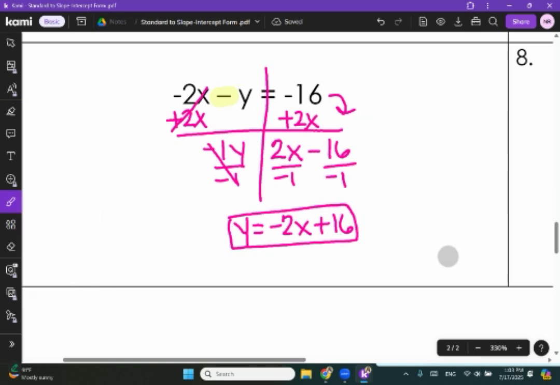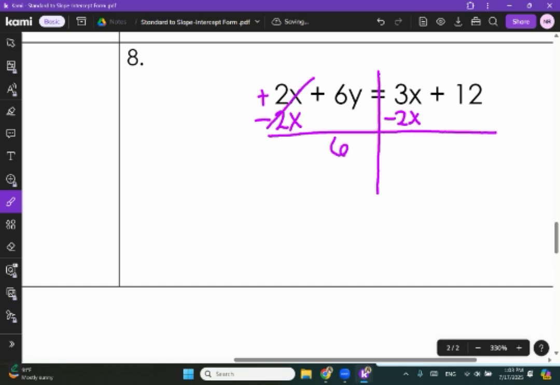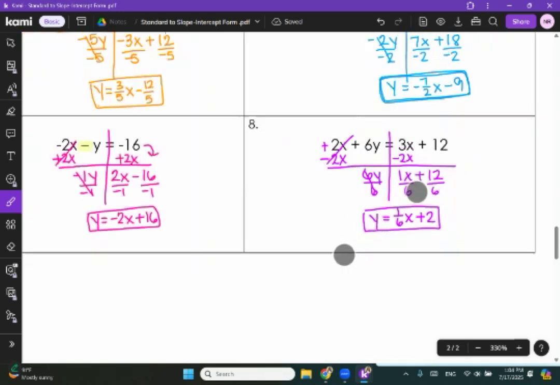And last one on this page before you guys go practice. X term moves first. Positive changes to minus. And make sure you line it up with the other x term. If you line it up with the 12, if you write it under the wrong number, you're going to end up making a mistake. 3 minus 2 is 1. Okay. And last step is to divide. 1 divided by 6 stays as 1/6. 12 divided by 6 gives us 2. And that is all.